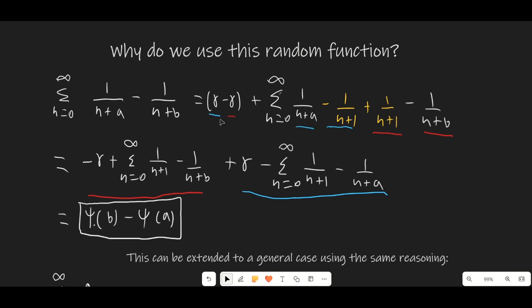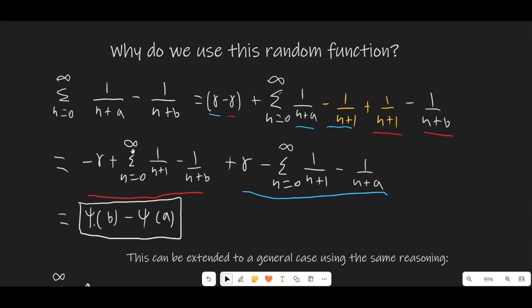Notice that I highlighted all these blue ones and all these red ones right here. So we're going to separate all the blue terms and the red terms. Note that we can separate these summations because each of the summations is going to be convergent after we do the separation, so that is justified.